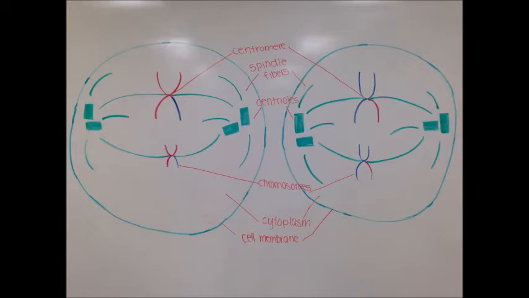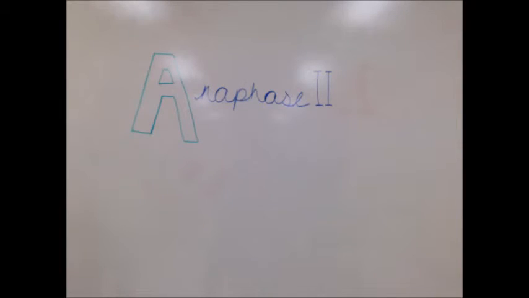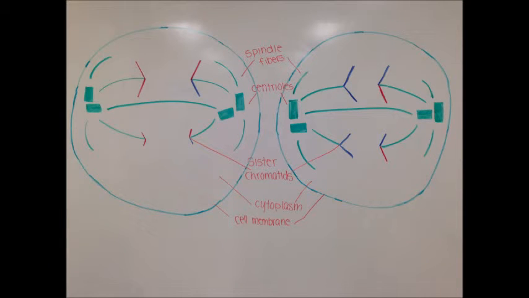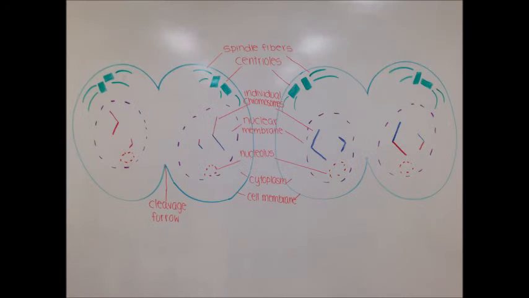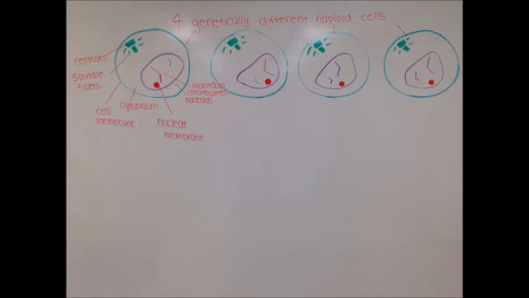During metaphase 2, the chromosomes line up in the middle of the cell and the spindle fibers attach to the centromeres. Sister chromatids split and are pulled to opposite sides of the cell by the spindle fibers in anaphase 2. During telophase and cytokinesis 2, the chromosomes uncoil, spindle fibers break down, and the nuclear membrane and nucleolus reform. This produces 4 haploid genetically different daughter cells, or gametes.